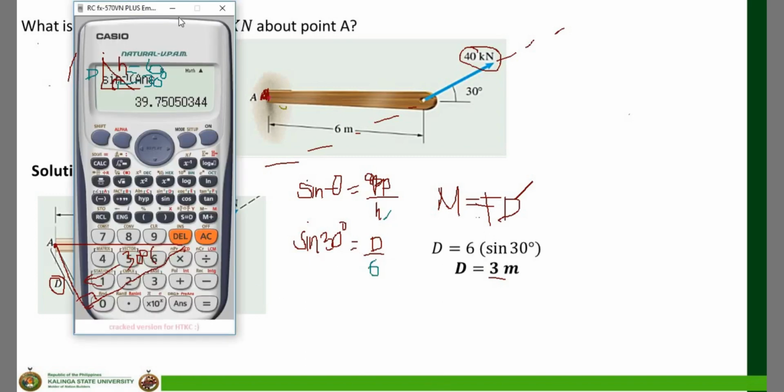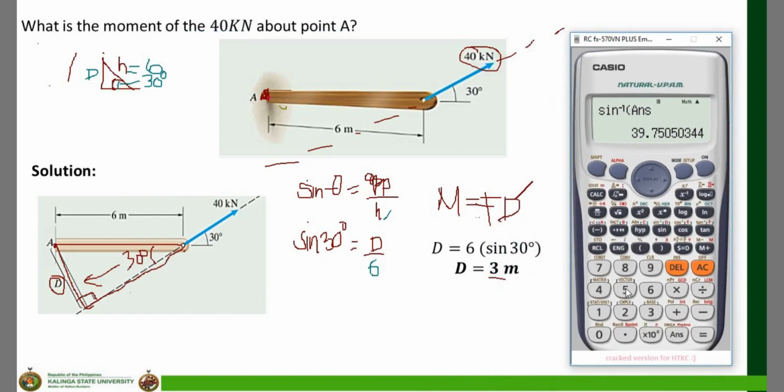That is simply equal to 6 times sine of 30 degrees, which is equal to 3. So, the distance from point A to the line of action of the 40 kilonewtons is equal to 3 meters.